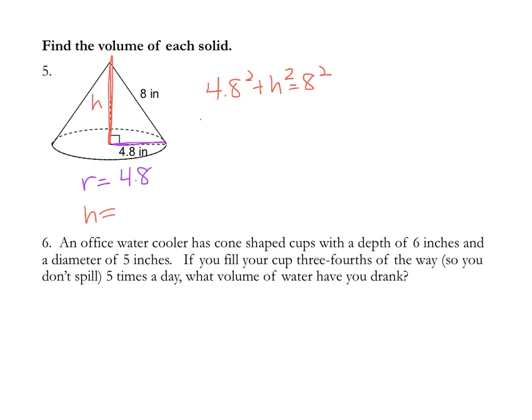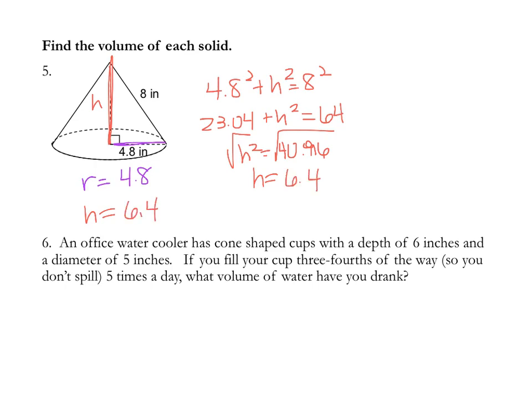4.8 squared is 23.04. Give me that whole decimal. Equal to 64. And then we're going to subtract, and we get h squared is equal to 40.96. And then we're going to take the square root, and h is going to be actually a nice decimal, 6.4.